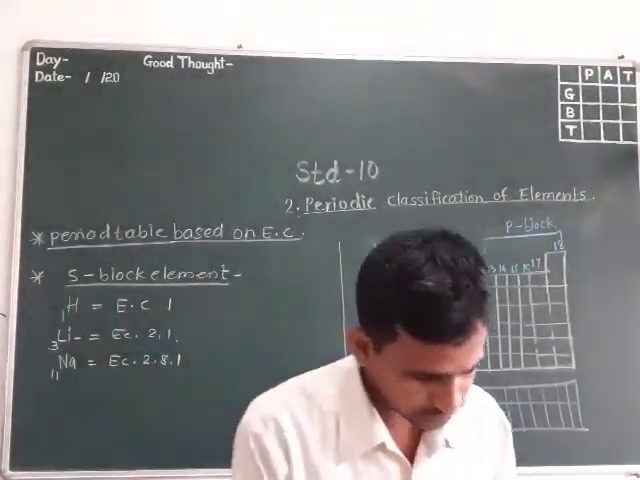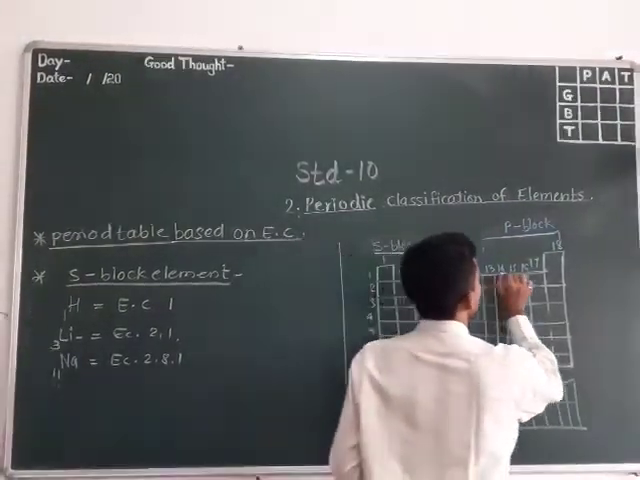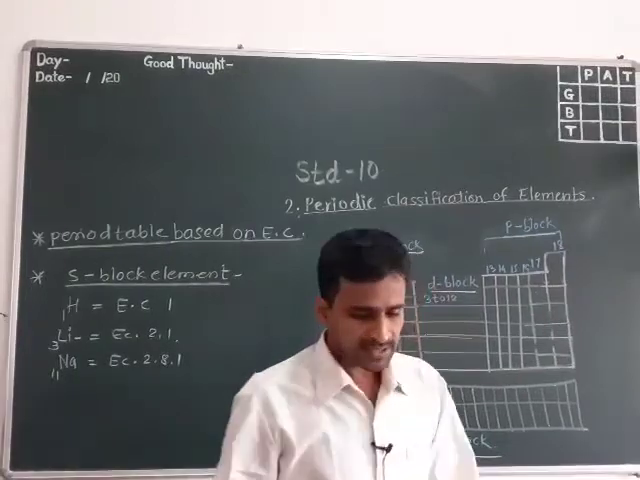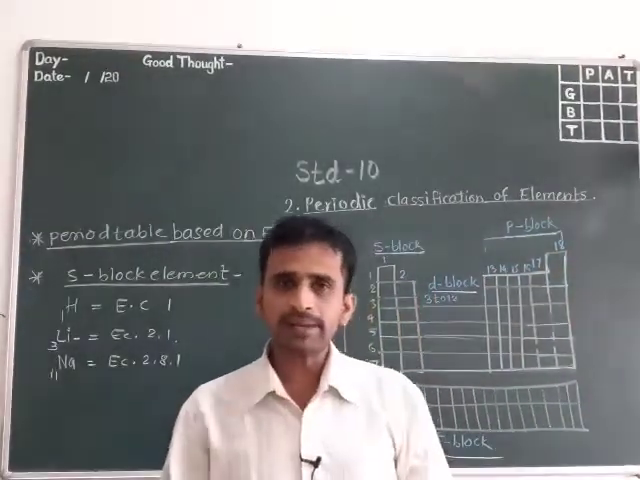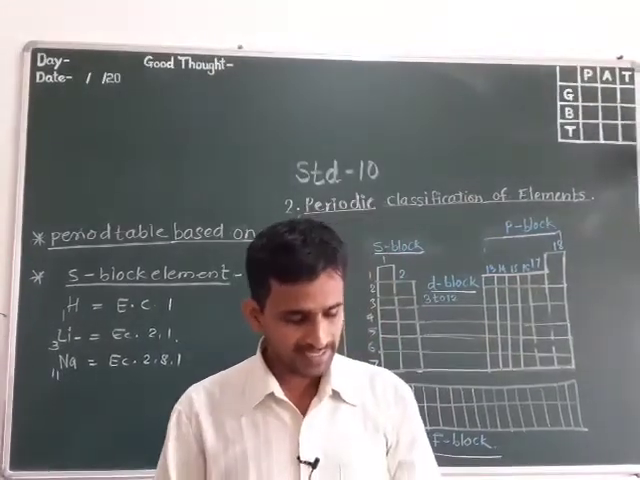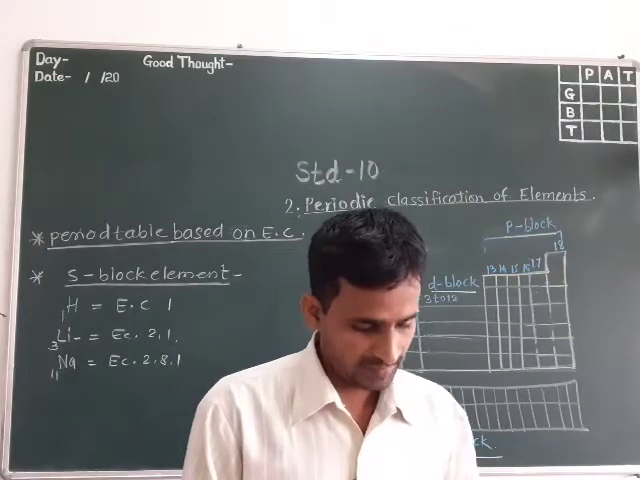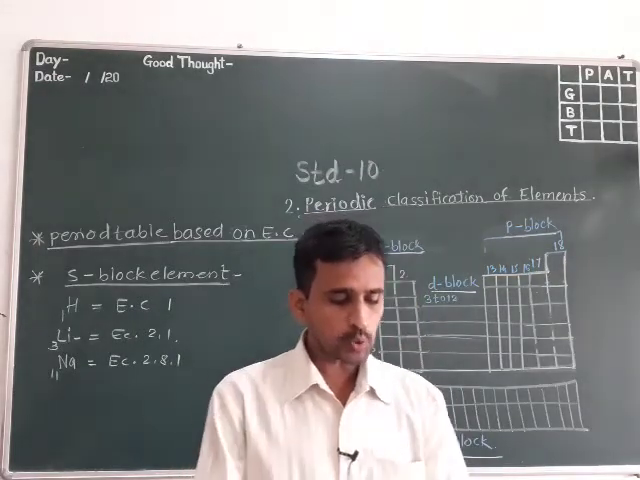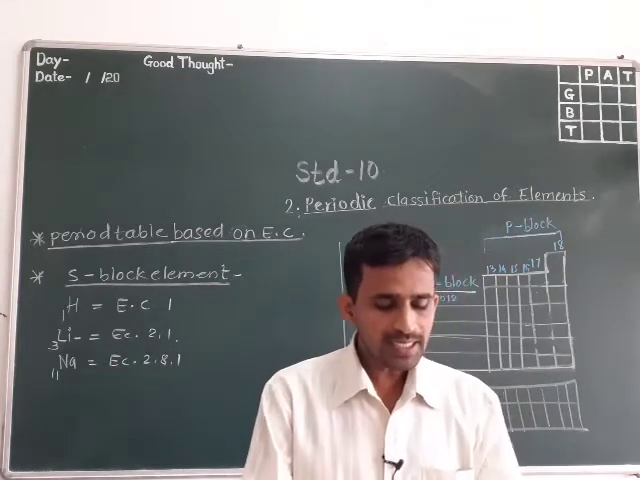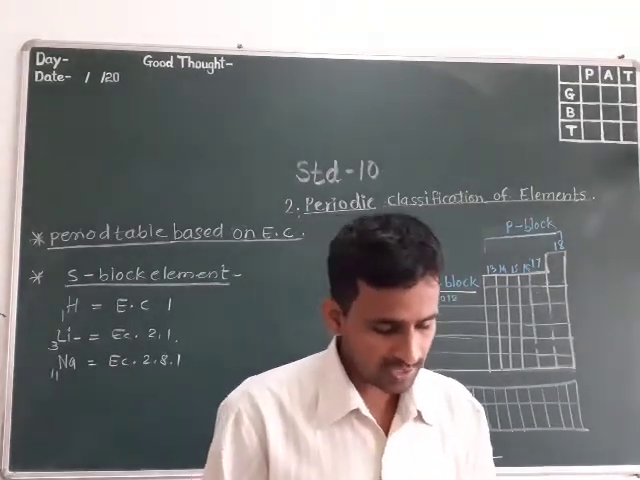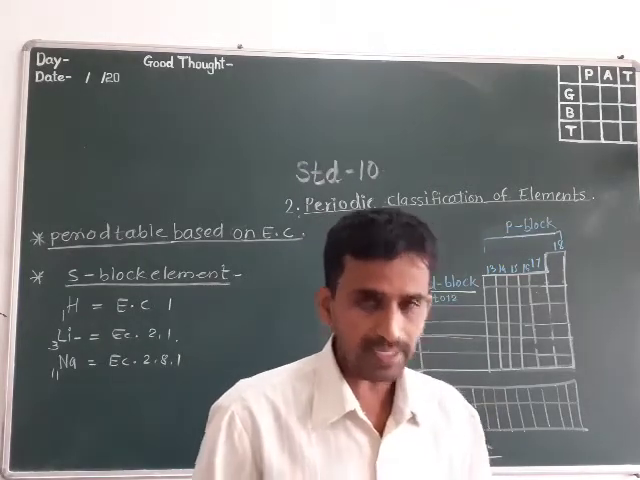Next one is P block elements. The groups 13 to 18, that is 13 to 17 and 18 group elements, are included in the P block elements. They contain 3 to 8 electrons in the outermost shell. They contain metals, non-metals and metalloids.